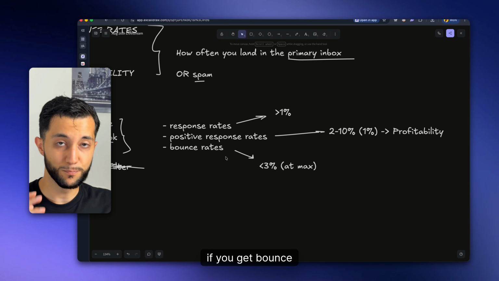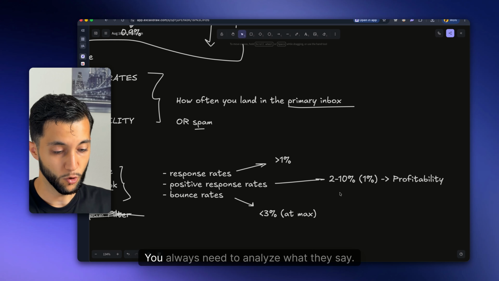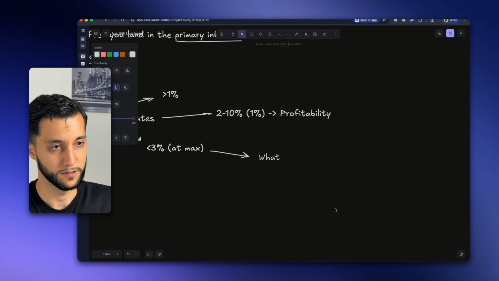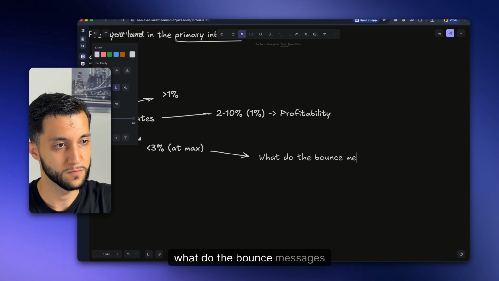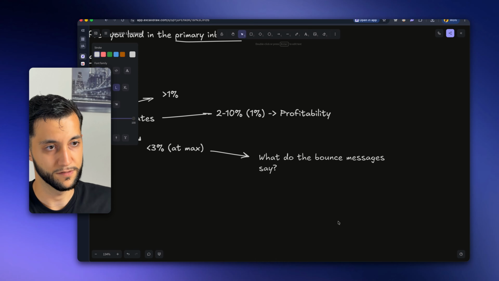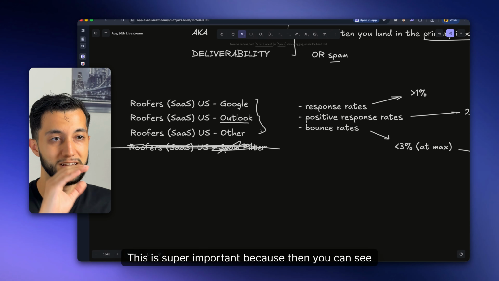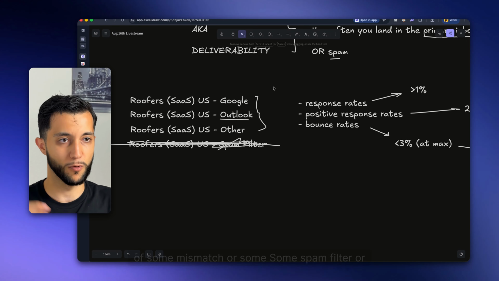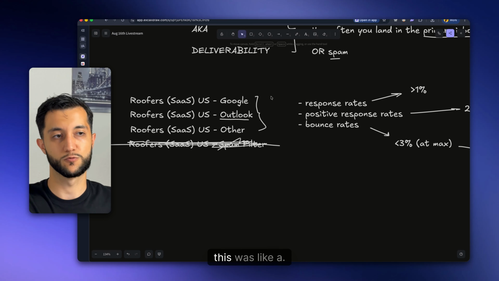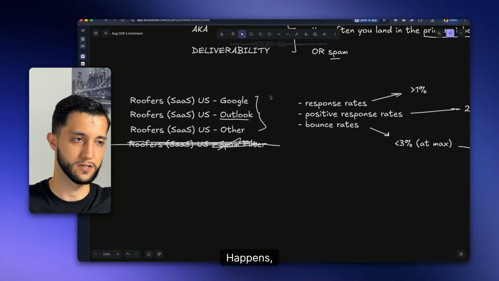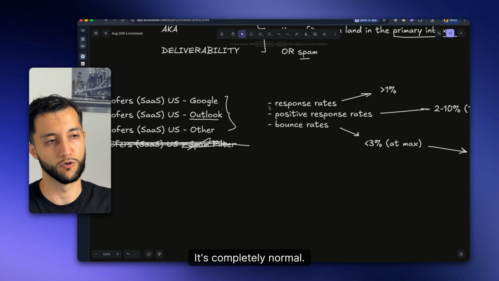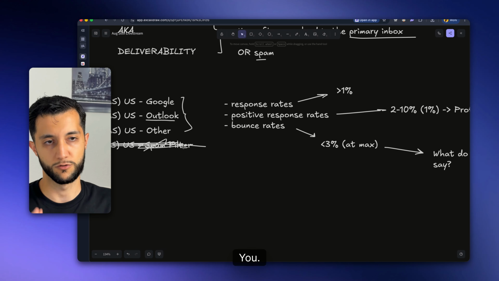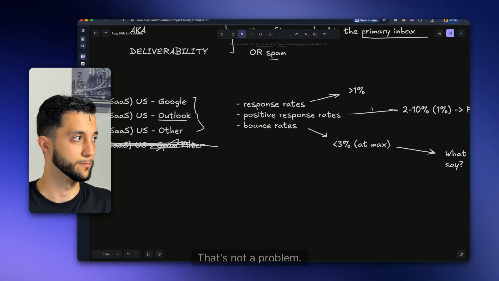And if you get bounce messages, you always need to analyze what they say. This is super important, because then you can see whether it's because of some mismatch or some spam filter, or if it was literally just an invalid email. That happens to the rest of us. It's completely normal, which is why some bounces are reasonable. 2% is reasonable. You can run with that. That's not a problem.